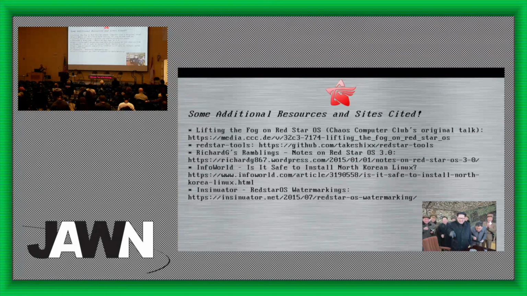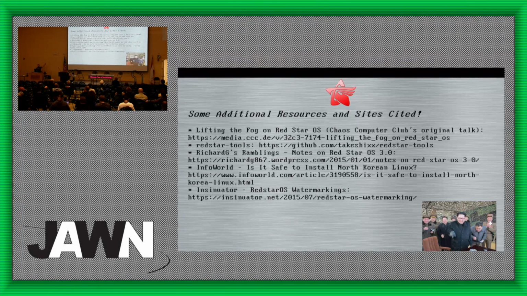So for the resources I cited and sites I looked at, of course, Red Star OS: Lifting the Fog on Red Star OS, the Chaos Computer Club's original talk, was a big inspiration for this talk. The tools that I demonstrated were Red Star tools, which you can find on GitHub, and they were written by a couple of CCC members. I found a couple of blogs like Richard G's Ramblings, where he wrote some notes on Red Star, and you can see the URL up there if you want to look up some more information about Red Star.